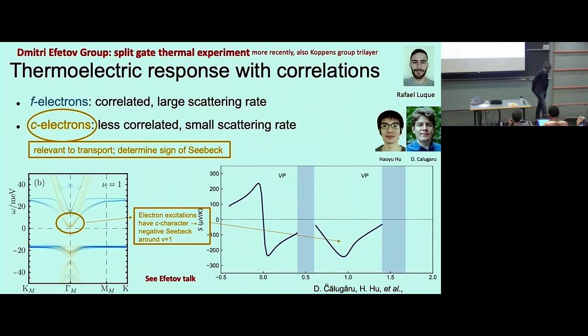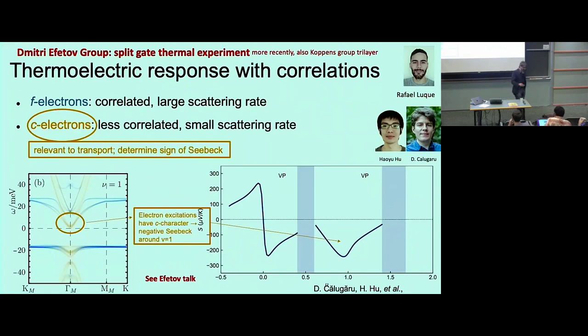The Landau fan is one way we're thinking about it. Oscar is probably going to talk about it, with a different perspective on it also. But one way of looking at it is through the Seebeck coefficient, and I think Dmitry Efetov is going to talk about this. Basically, a split gate thermal excitation experiment where you measure the Seebeck coefficient.